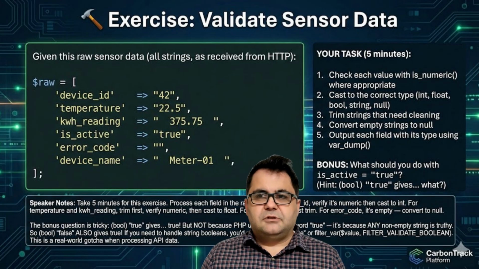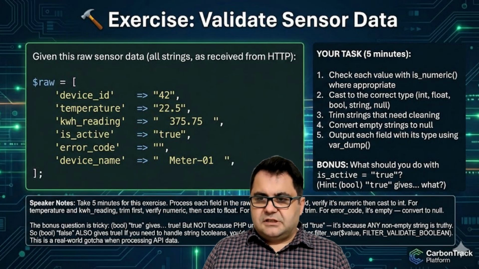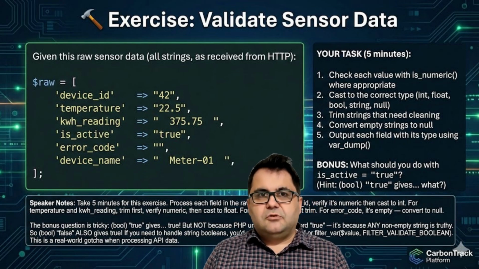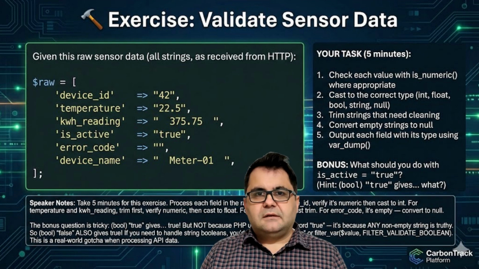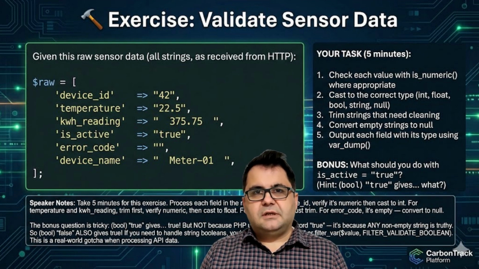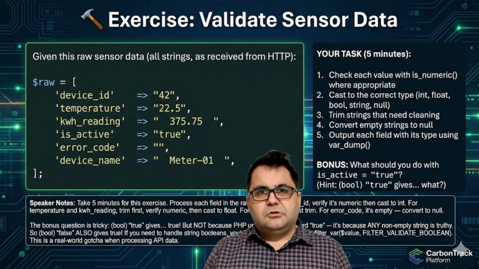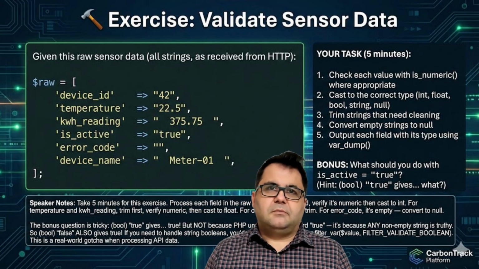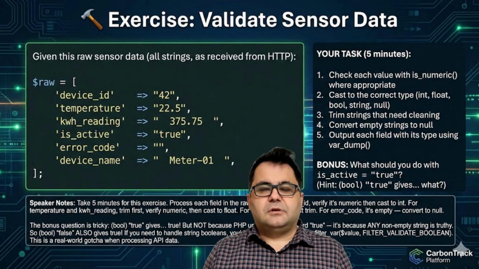Take 5 minutes for this exercise. Process each field in the raw array. For device ID, verify it's numeric, then cast to int. For temperature and kilowatt hours, trim first, verify numeric, and then cast to float. For device name, just trim. For error code, if it's empty, convert to null.